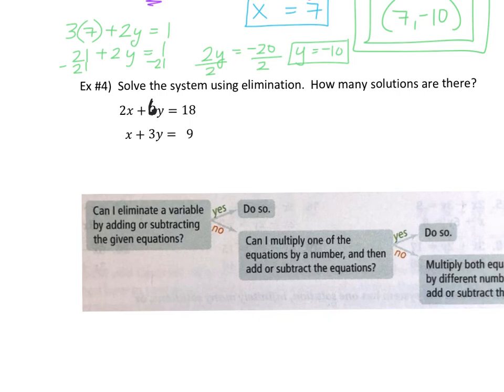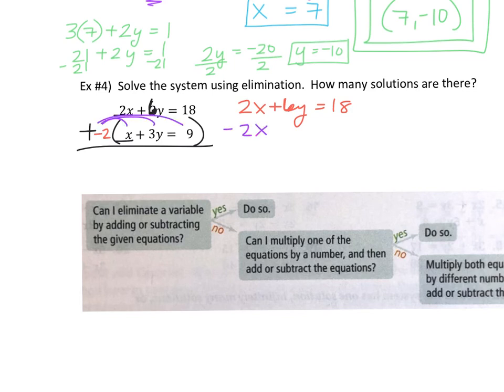So with this setup, if I want to cancel something out by addition, I need opposites, right? If this is 2x, then I want this to be negative 2x. So I would have to multiply this whole thing by negative 2. So I have on top 2x plus 6y equals 18. On bottom, distribute this, you get negative 2x minus 6y equals negative 18.